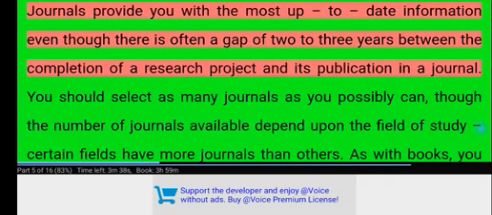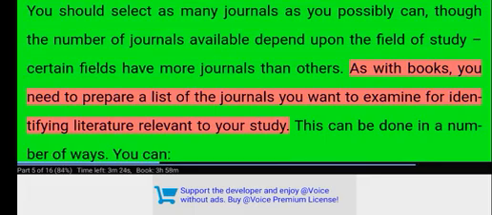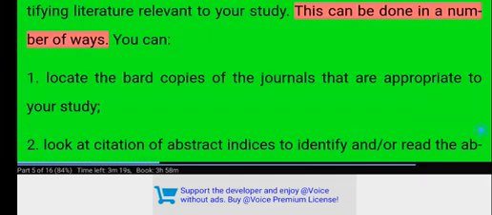Journals. In the same way, you need to go to journals in your research area. Journals provide you with the most up-to-date information, even though there's often a gap of 2 to 3 years between the completion of a research project and its publication in a journal. You should select as many journals as you possibly can, though the number of journals available depends upon the field of study. Certain fields have more journals than others. As with books, you need to prepare a list of the journals you want to examine for identifying literature relevant to your study. This can be done in a number of ways.